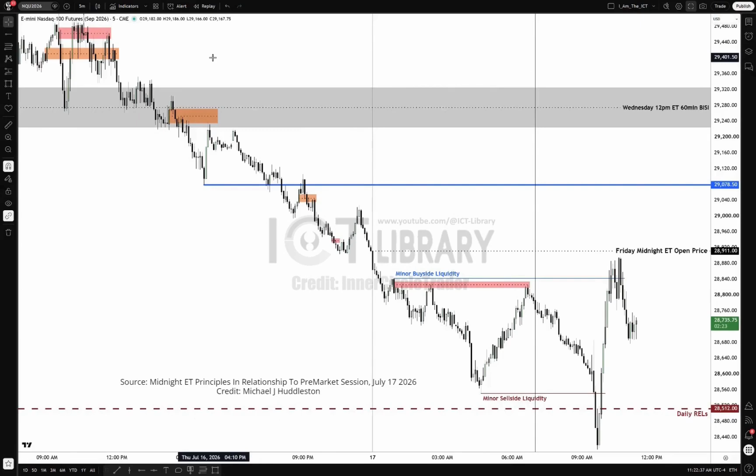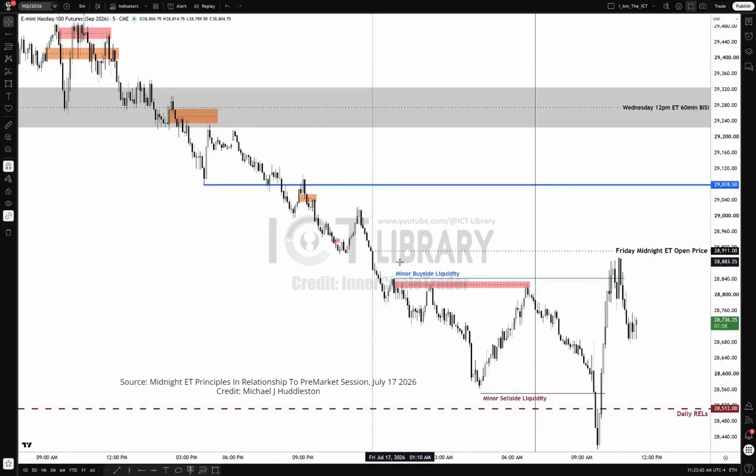If you've been a student of mine for any length of time, you know that I teach several specific openings, and one of them is the midnight Eastern time. So, in other words, New York midnight local time, and that's denoted here, as you can see there.